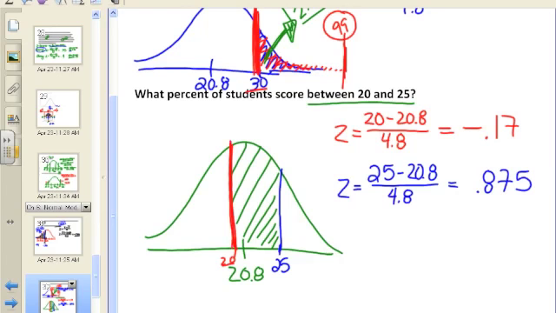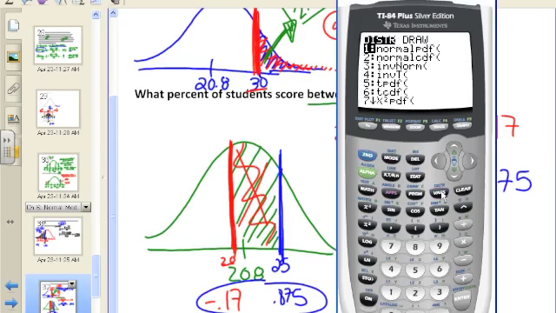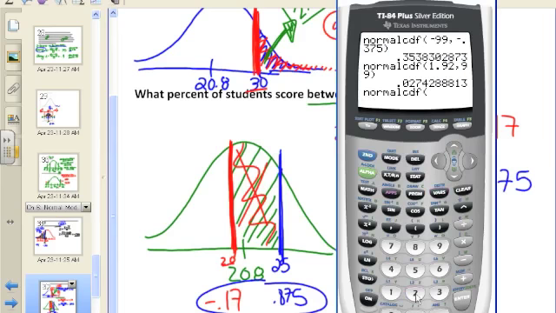Now notice I have this shaded area in the middle. On the left, I've got a negative 0.17. And on the right of my shading, I have a 0.875. These are the two numbers I'm going to put into my calculator. So I go to second vars, takes me to the distribution menu. I choose option number 2, normal CDF. Negative 0.17, that's on the left of my picture, comma, 0.875, that's to the right of my picture.